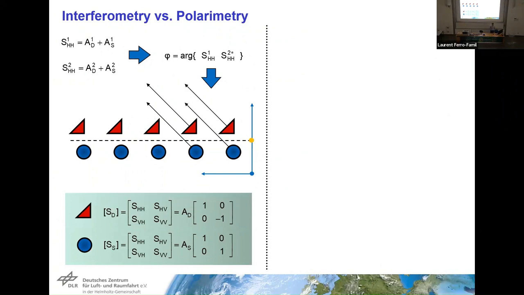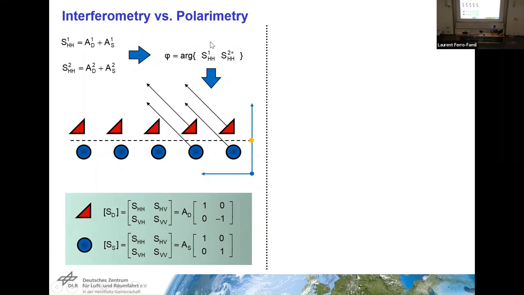Now we are inside the resolution cell. Let's suppose that you have a scene that has some very simple scattering mechanisms. You have two scattering mechanisms. One is composed of these spheres, a very canonical scattering mechanism. The other one is dihedrals. This is something that doesn't exist in nature, but it's nice to have here as an example, just to see the concept and how it works. When you make an acquisition, these two will overlap within the same acquisition.